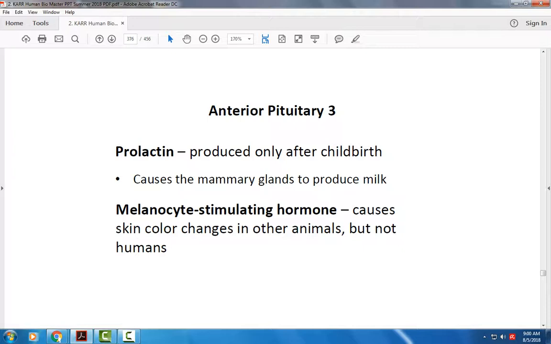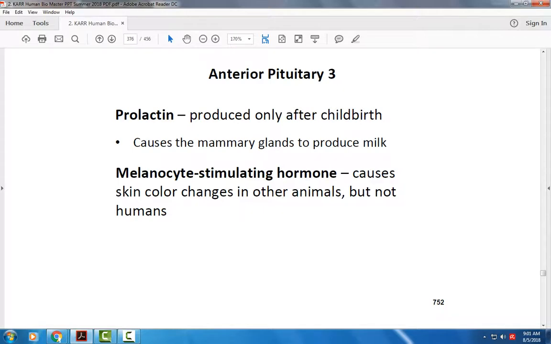So the anterior pituitary releases prolactin that causes milk production. It also releases a hormone called melanocyte stimulating hormone. It causes skin color changes in animals, but not in humans. So I'm not going to hold anyone accountable for this particular hormone. It's just worth mentioning, but it's not something that we see that has a strong component in humans.